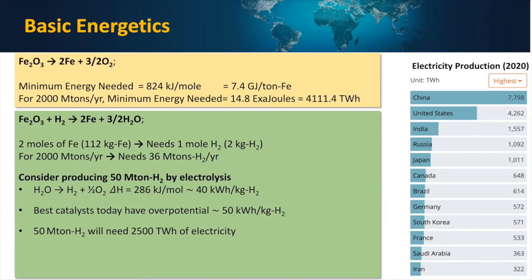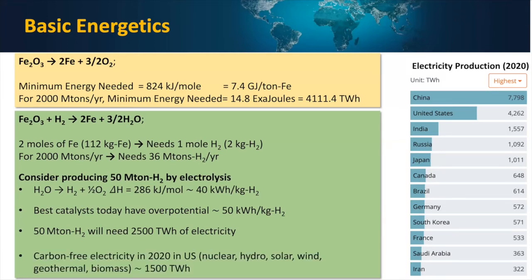So for 50 megatons of hydrogen, you would need 2,500 terawatt hours of electricity per year. The whole carbon-free electricity that the United States has produced, nuclear, hydro, solar, wind, geothermal, biomass, 2 years ago, was 1,500 terawatt hours. So you would need an entirely new grid just to produce the hydrogen for making steel.